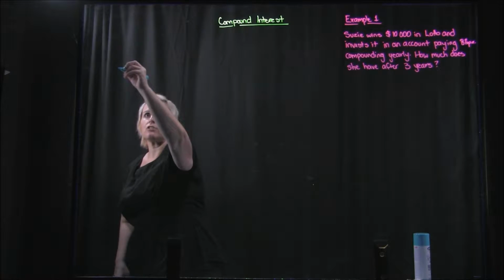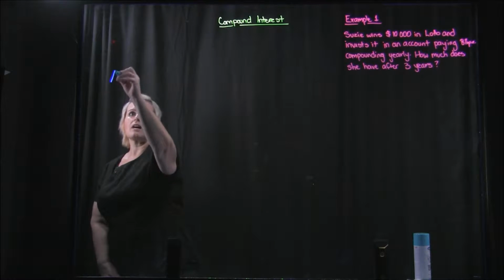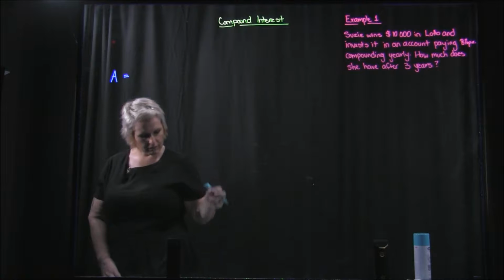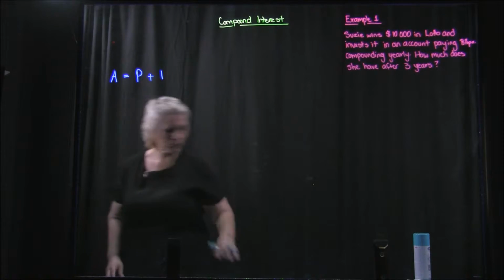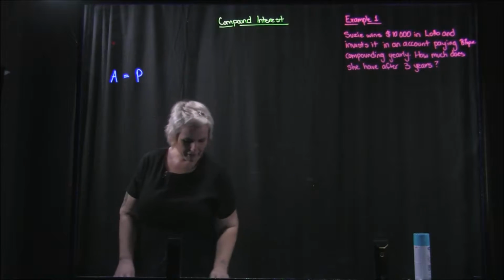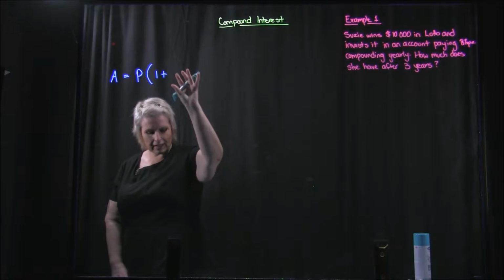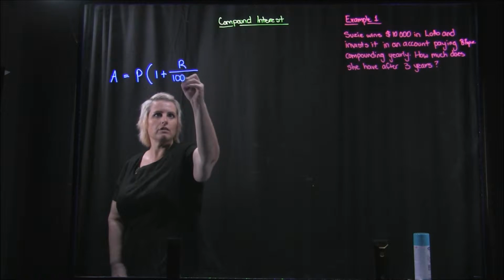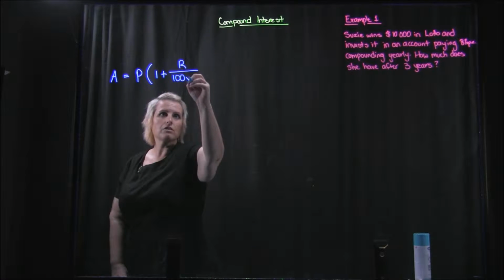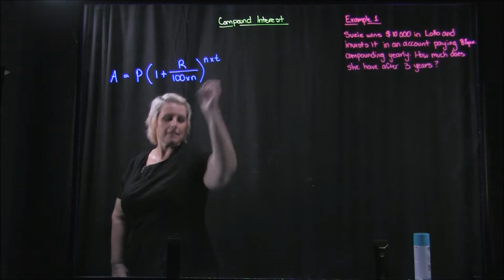So the compound interest formula is like this. We start with A because it gives us the final amount. Our principal, times, oh sorry, I forgot my brackets. Bracket 1 plus, and then in a fraction here, we're going to put the rate over 100 times n, and it's going to the power of n times t.